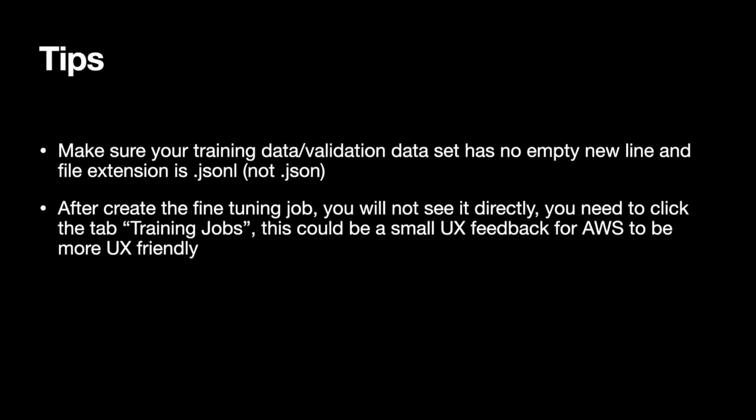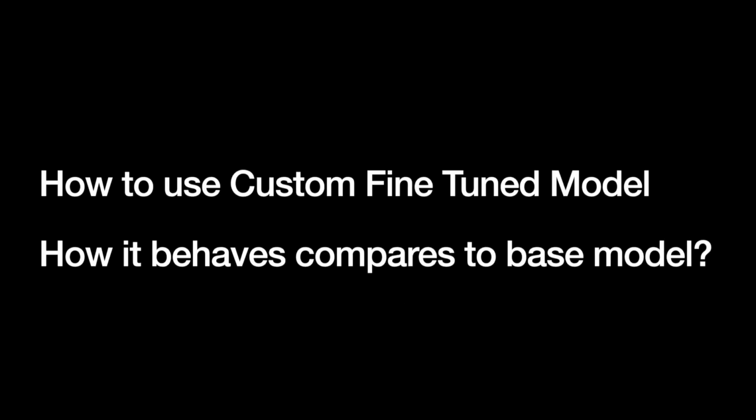Another thing is on the AWS UI, after you create the fine-tuning job, you will not see the job running directly. You have to switch the tab to Training jobs to see the running jobs. Otherwise, we will only see an empty custom model list, because the job hasn't been done and the custom model hasn't been trained yet. So you will not see your model till you click the training jobs tab. You can see the jobs running. In the next video, I will talk about how to use a custom fine-tuned model and how it behaves compared to the base model.